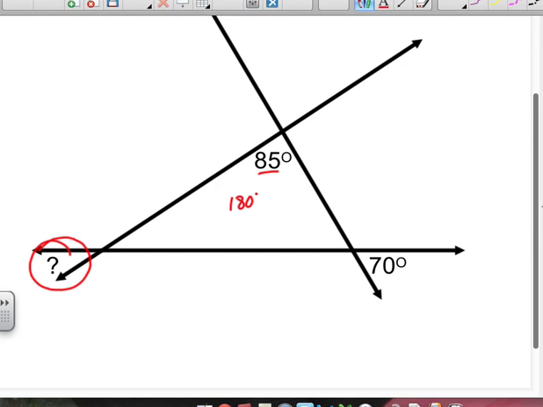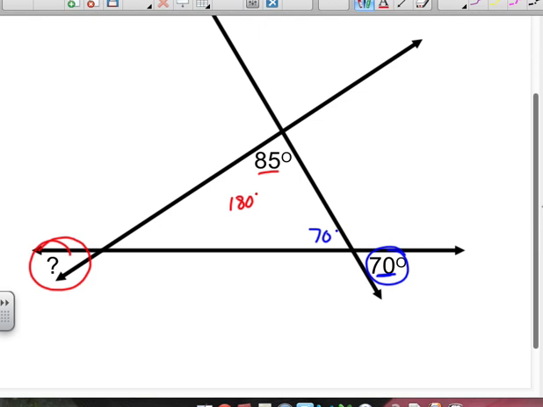But I know that this fella sitting out here is 70 degrees. And he is adjacent to this angle right here. Not adjacent to, I'm sorry, vertical to that angle right there. So hopefully you remember that vertical angles are congruent, which means that angle right there has to be 70 degrees because it is vertical to this 70-degree angle.